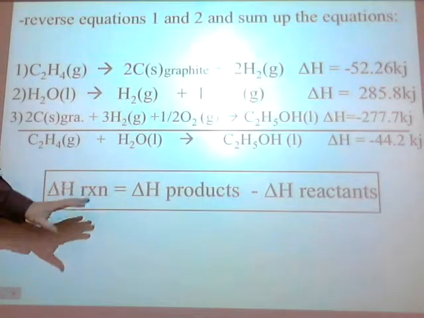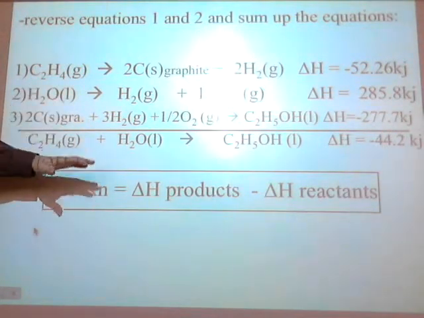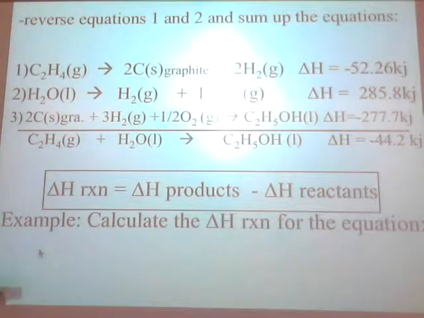All right, so that's it. Let's do one problem now where I don't have to do all this. Calculate a delta H of the reaction for this equation.